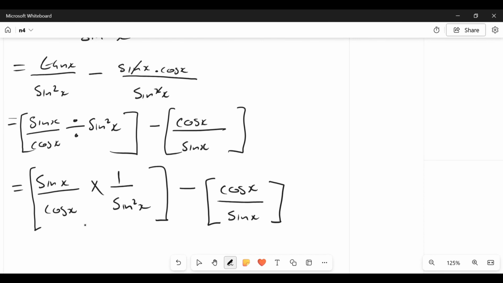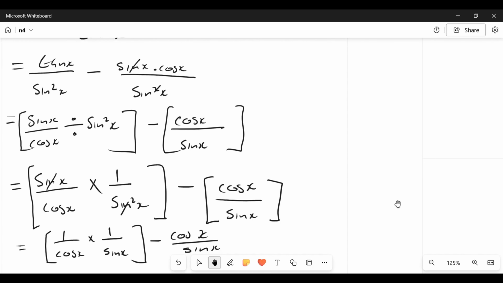Then from here, again, since we have multiplication here, this sine and that sine can divide each other. So what are you left with here? You're only left with 1 over cos x multiplied by 1 over sine x. Let's put this inside the bracket, minus this one. We're going to write it as it is, cos x divided by sine x. I hope you guys can see. Let me create a little bit of space here because this is very long.